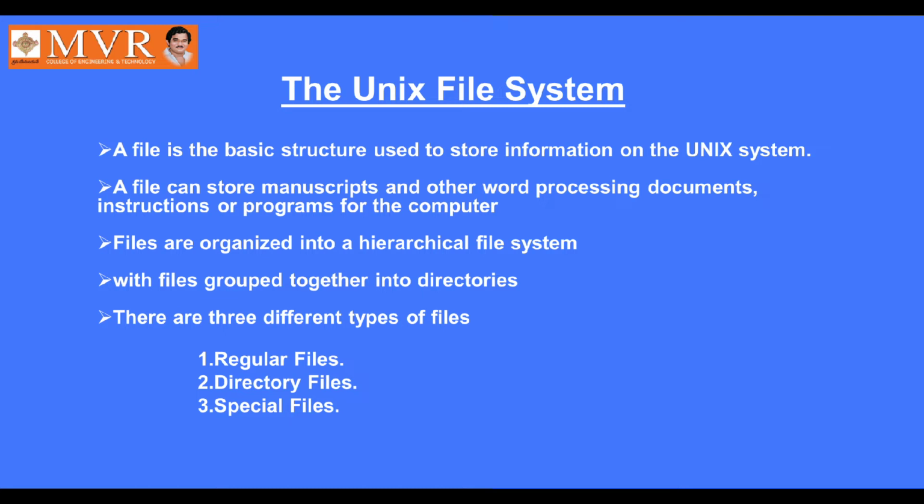And in Unix there are three different kinds of files we'll use, and those are regular files, directory files and special files. We will discuss one by one what these files are and what the uses of each file are.